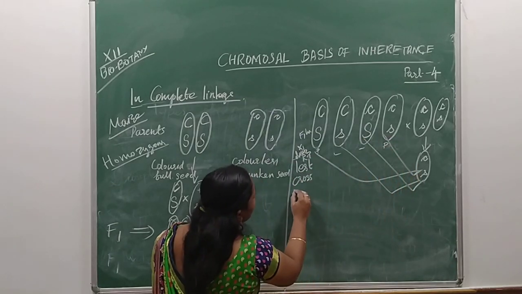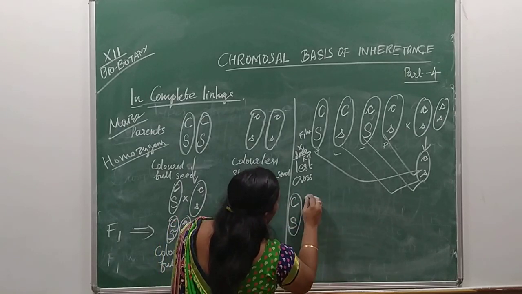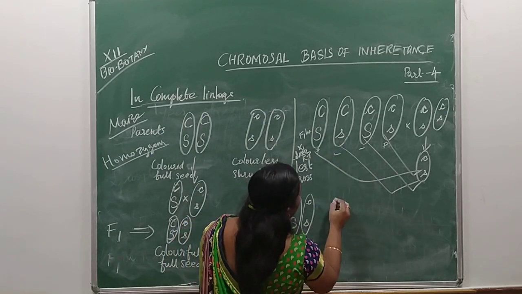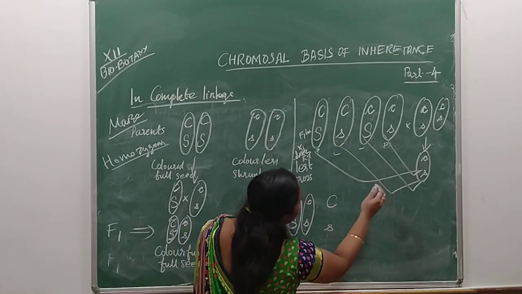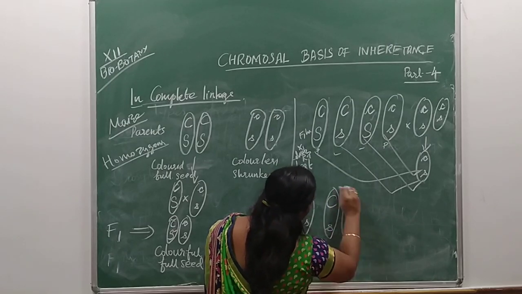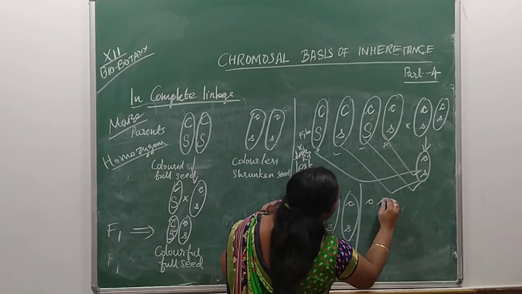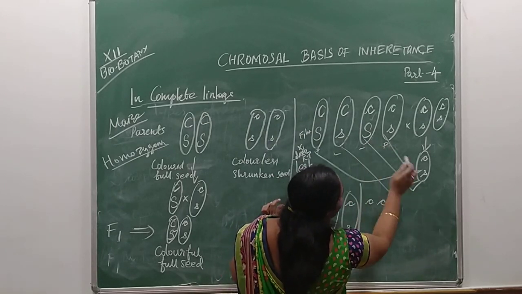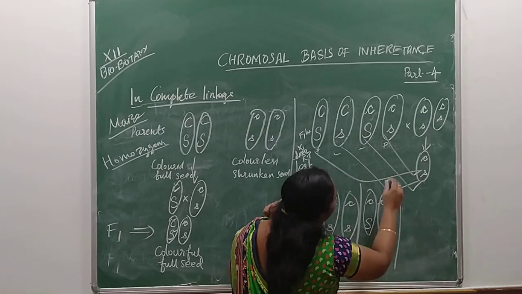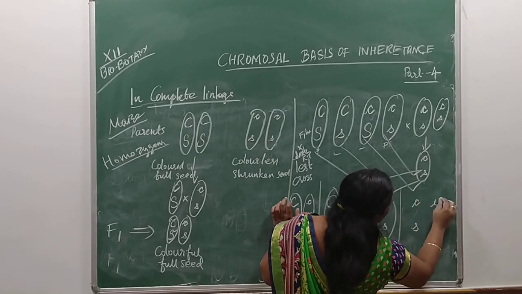So what are you going to get? First one, capital C, capital S with small c, small s. Again, capital C, small s with small c, small s. This is the second variety we are getting. And the third one, small c, capital S, small s. And the last variety, both are recessive pairs. Both are recessive.